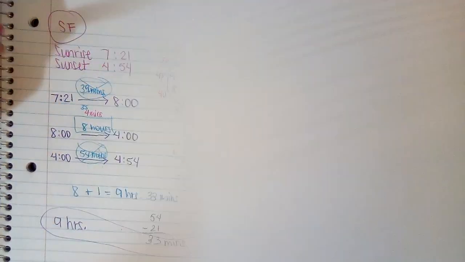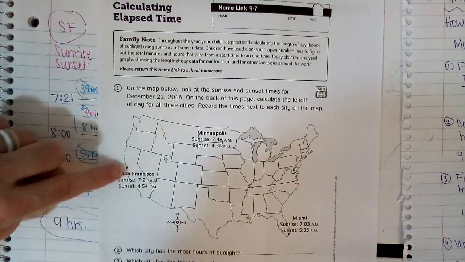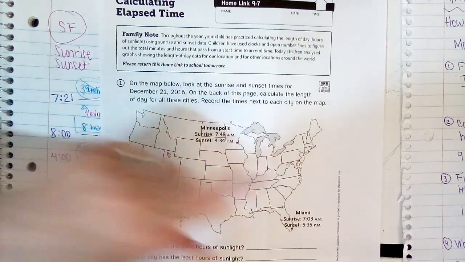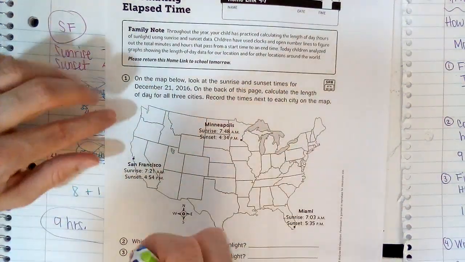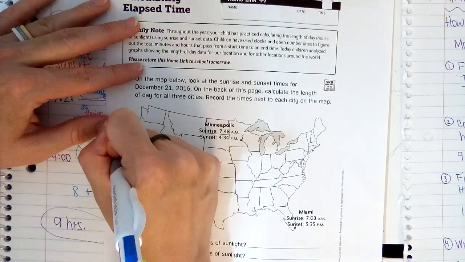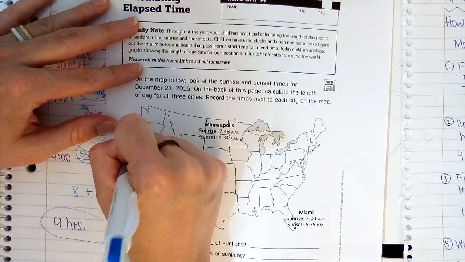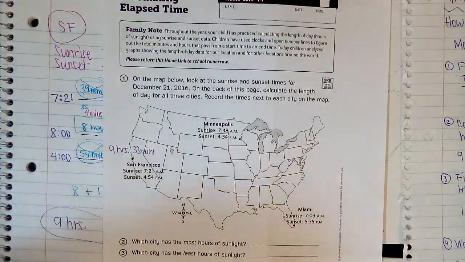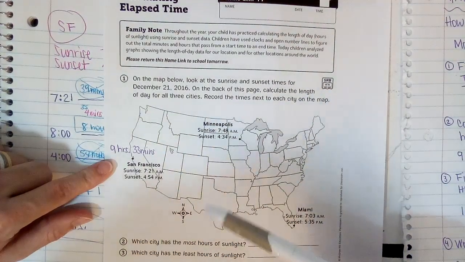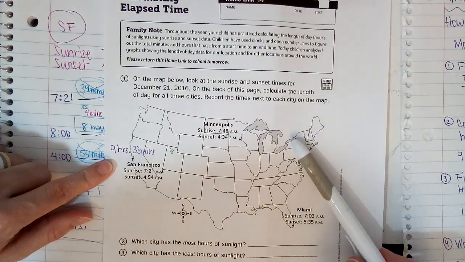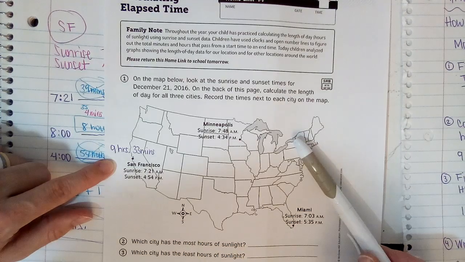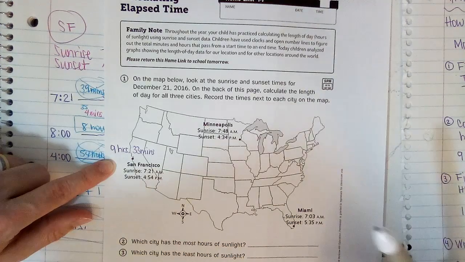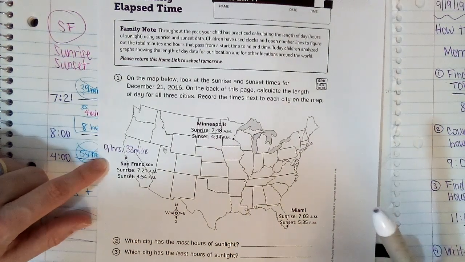So for San Francisco, let's look. I need to write down for San Francisco, it says record the times next to each city on the map. So on San Francisco, I'm writing 9 hours 33 minutes. Like that. So when you show this to me, I'll want you to write the times and answer the questions. Okay? That is your task.